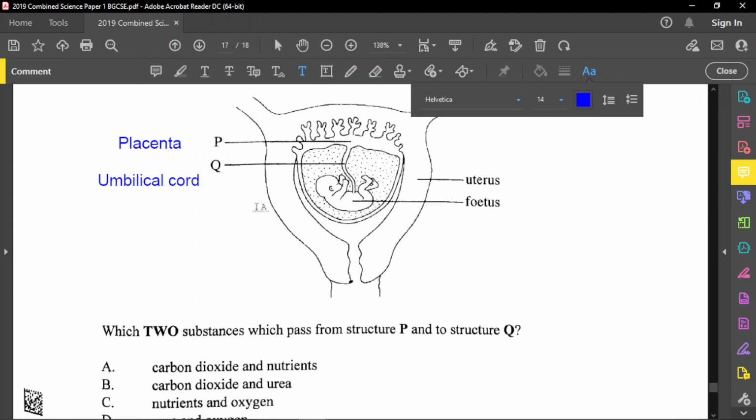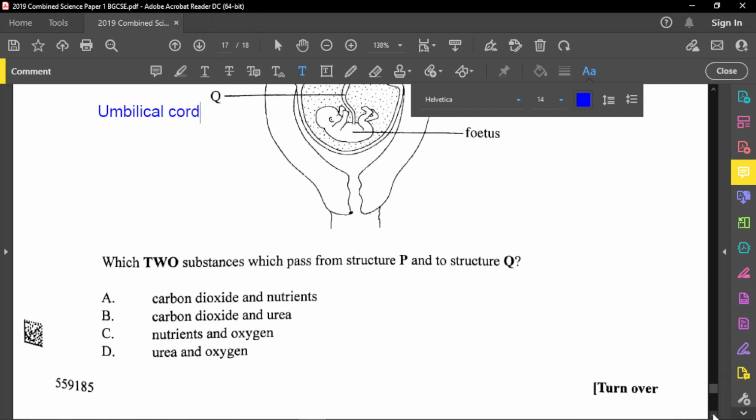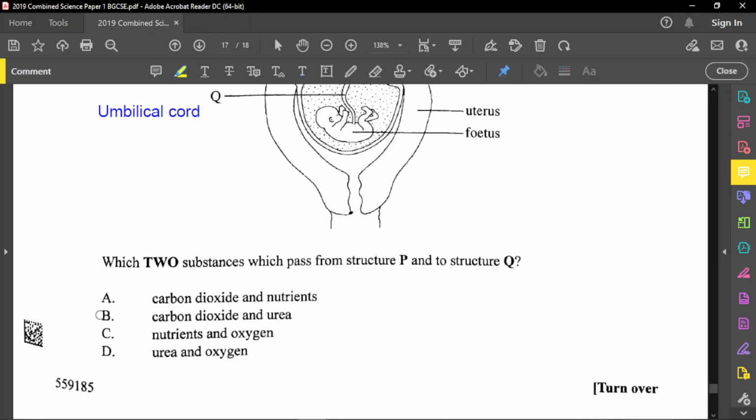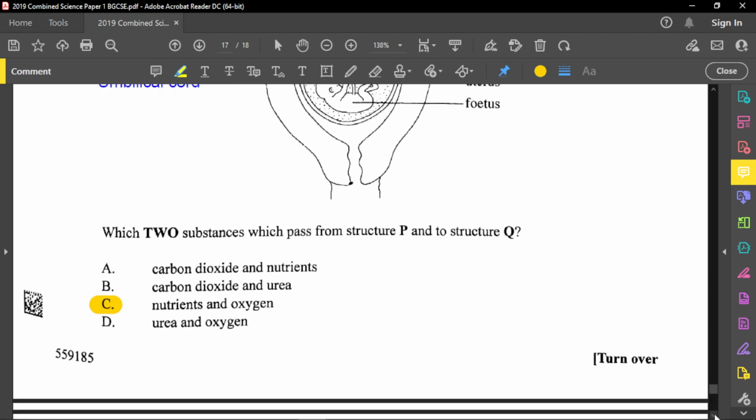And it says which two substances will pass from P into Q? So what substances pass from the placenta into the umbilical cord? What substances move from the mother into the child? Carbon dioxide and nutrients could not be the answer because the fetus is actually releasing carbon dioxide. So A and B will be definitely incorrect, because those are waste substances. And C says nutrients and oxygen. Yes, the fetus needs nutrients and oxygen, so that sounds good. Urea and oxygen, no. Urea is a waste that will come out of the fetus into the mother.